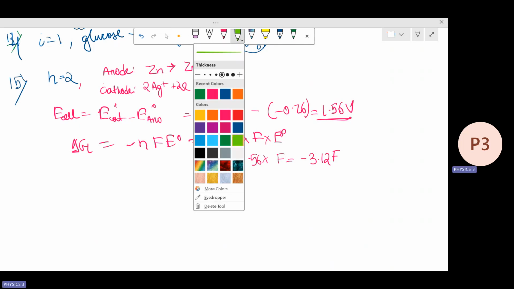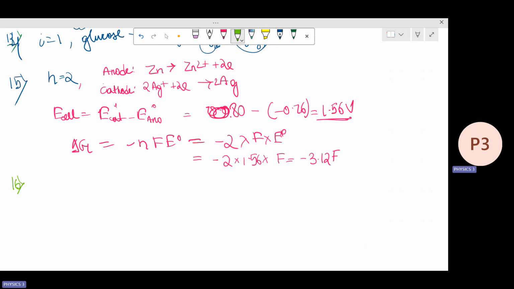Next one, we are going to find question number 16. In question number 16, they are asking how many grams of copper metal will be deposited when a solution of copper sulfate is electrolyzed with a current of 9.65 ampere for 10 minutes. Whenever they are talking of 9.65 ampere in 10 minutes, we need to focus on the fact that they are giving us Q equals to IT.